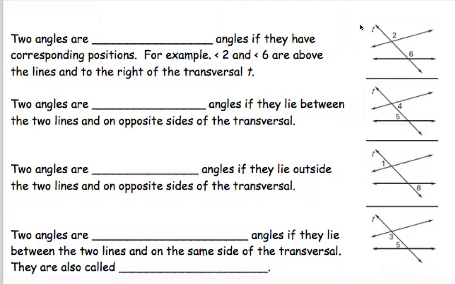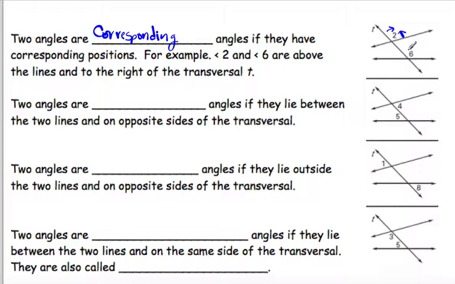Here's where we're going to talk about the different types of angles that are formed by a transversal intersecting two lines. It says two angles are blank angles if they have corresponding positions. These are called corresponding angles, because they have corresponding positions, so that one's pretty easy to remember. Notice how 2 is above this line and to the right of the transversal.